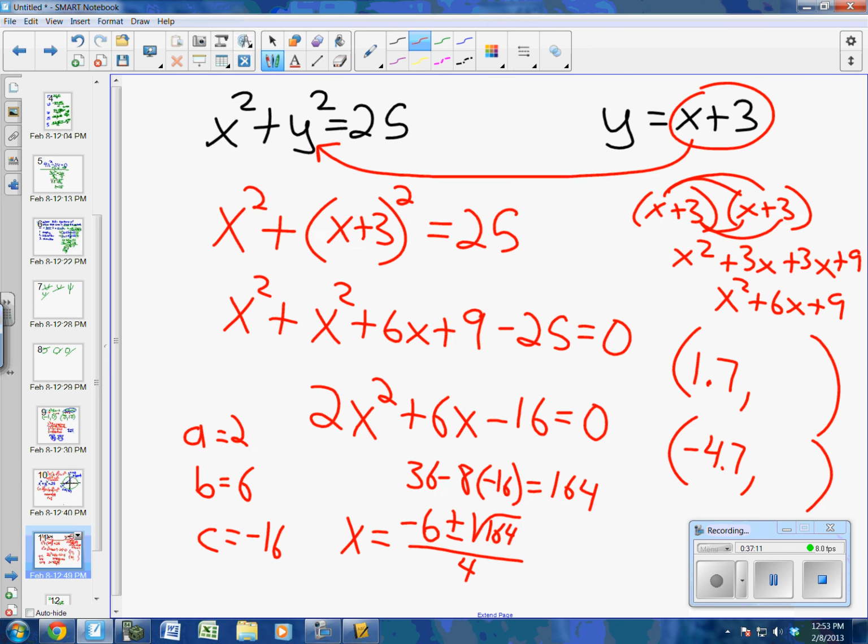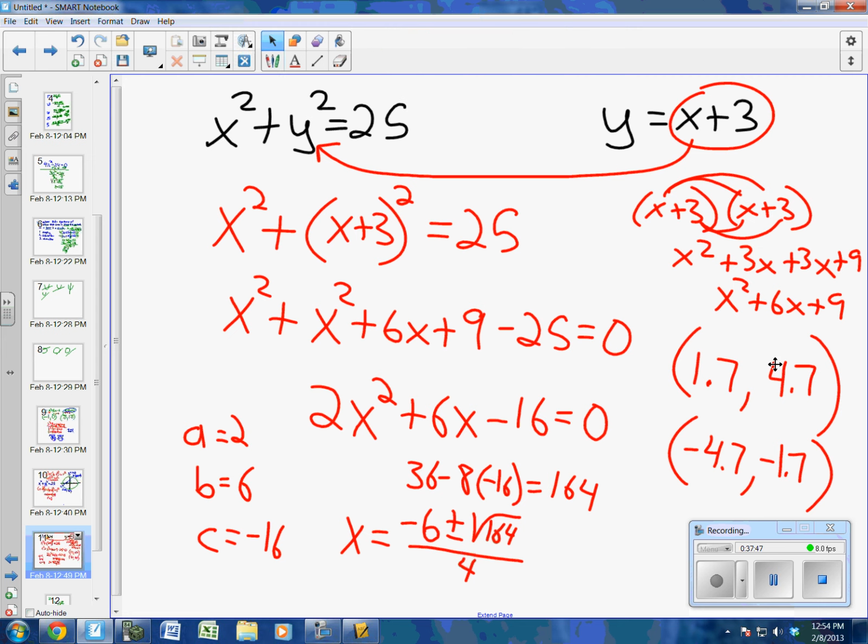Okay, so let's go back here. How are we going to figure out what the y values are? Negative 6 plus the square root of 164 divided by 4, and negative 6 minus the square root of 164 divided by 4, Tracy. 1.7 plus 3 is 4.7. And negative 4.7 plus 3 is negative 1.7, right? So they're like opposites, someone said.